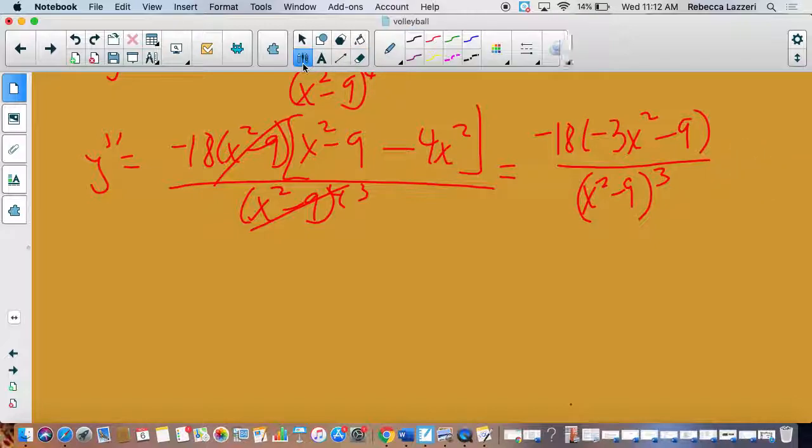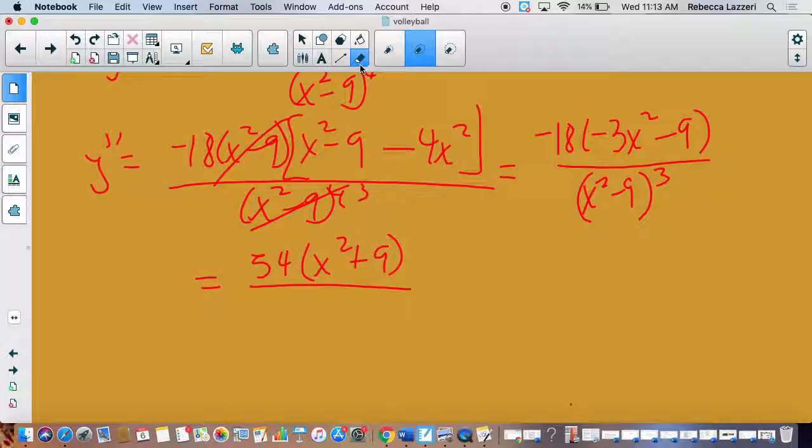I'm going to go in and factor out a negative 3 though, and it makes it look a little better. So if I factor out a negative 3, that becomes 54 times x squared plus 9 plus 3 over x squared minus 9 cubed. Okay, so I don't even get any critical numbers from the top. This is a super good problem. I'm glad that nothing Morgan had went further than they asked her to, because it made me realize this is a great problem to work together.